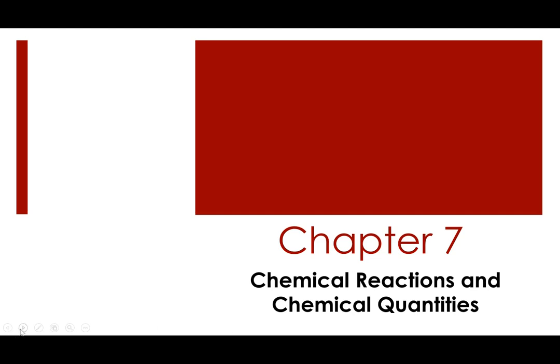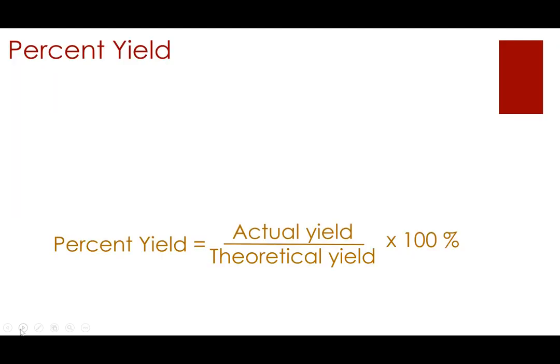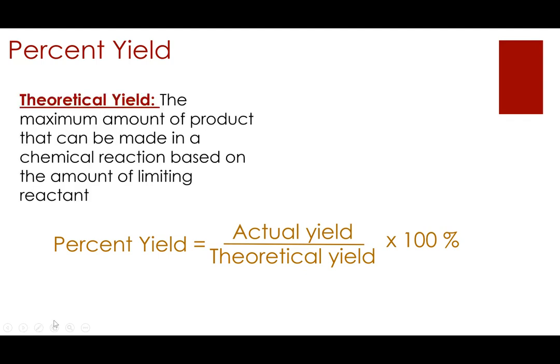Okay. So first, before we dive into the math, we're going to talk about the concept of percent yield. Here is your formula for percent yield. Percent yield is going to be actual yield over theoretical yield. Then we're going to multiply by 100 to make it a percentage. So actual over theoretical. Well, what's actual yield and what's theoretical yield?